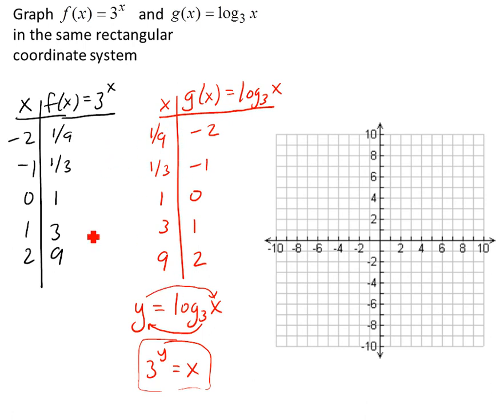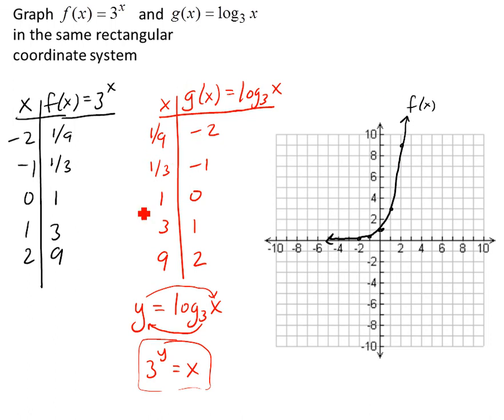Okay, so let's go ahead and plot these points. I'll go back to graphing the f of x function first. So we'll plot -2, 1/9. This is going to be our exponential function: -1, 1/3, 0, 1, 1, 3, and 2, 9. And go ahead and connect those with the curve, keeping in mind that the x-axis is a horizontal asymptote. Another feature of inverse functions is that they are reflections of each other over the line y equals x, which is a line with a slope of 1 going through the origin.